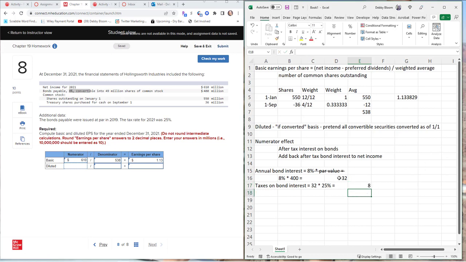Now what happens is we pay 32 million in bond interest, but we save 8 million on that in taxes, so net we really only pay 24 million in bond interest. So our after-tax bond interest, we pay 32 million, but we get an $8 million tax break. So as I said, the net is really only 24 million.